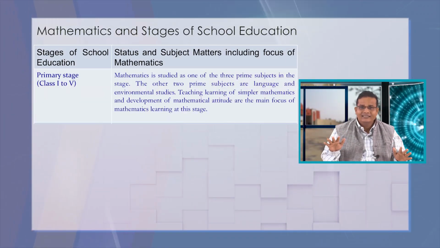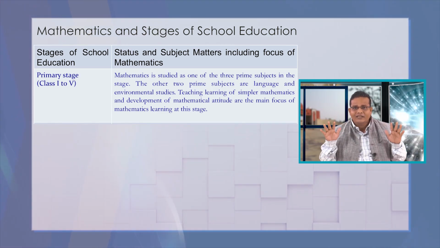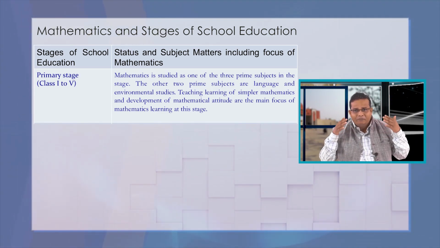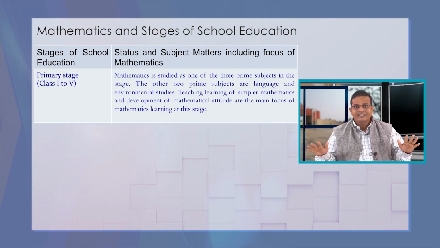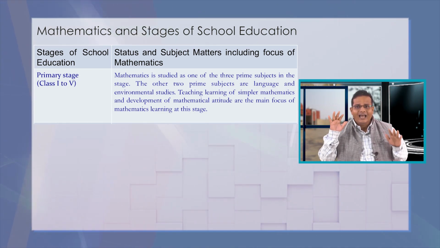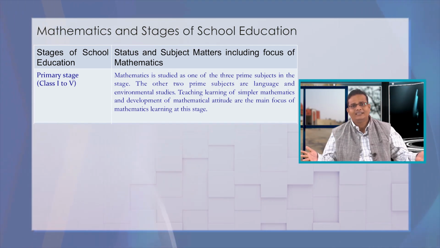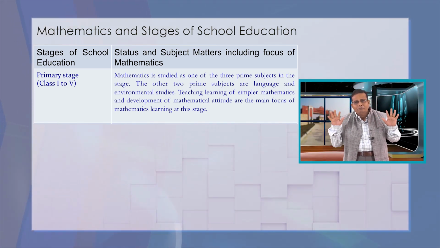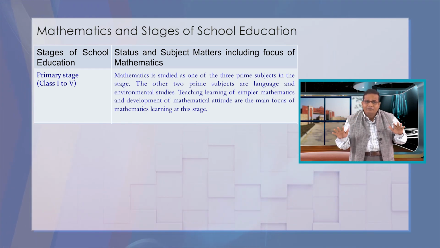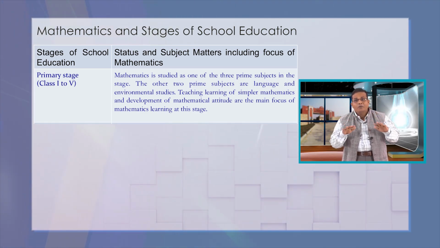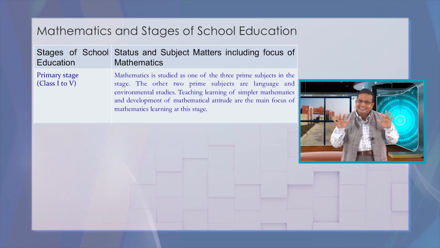Considering the importance of mathematics for every learner, it has been included in school education as a core subject up to secondary school stage, that is up to class 9 and 10. At the primary stage, that is from class 1 to 5, mathematics is studied as one of the 3 prime subjects in this stage. The other 2 prime subjects are language and environmental studies. Teaching learning of simpler mathematics and development of mathematical attitude are the main focus of mathematics learning at this stage.